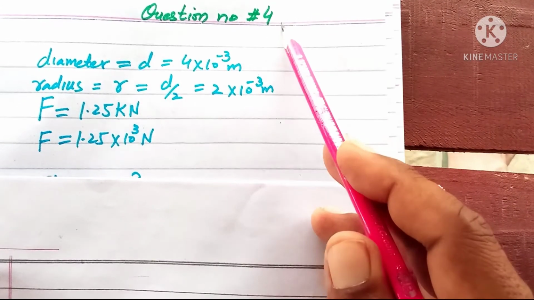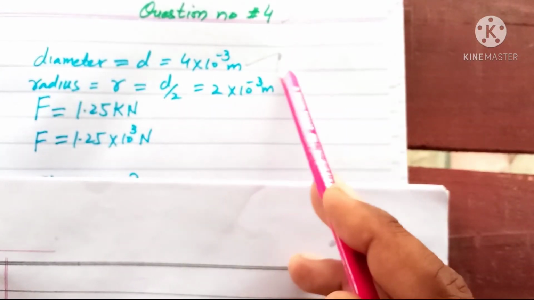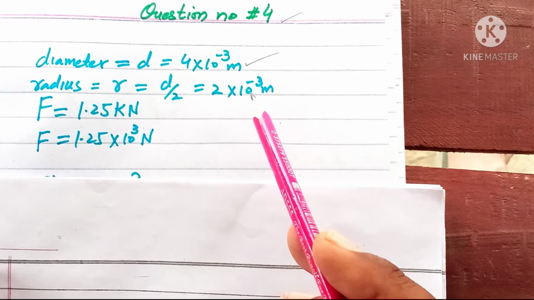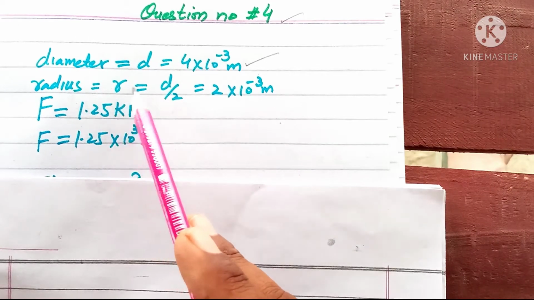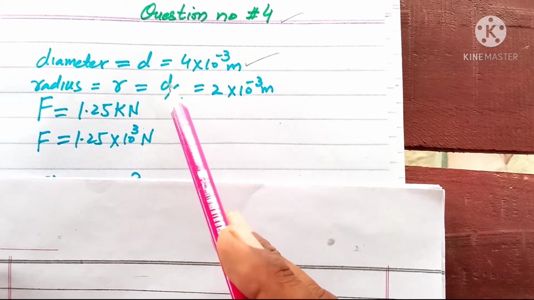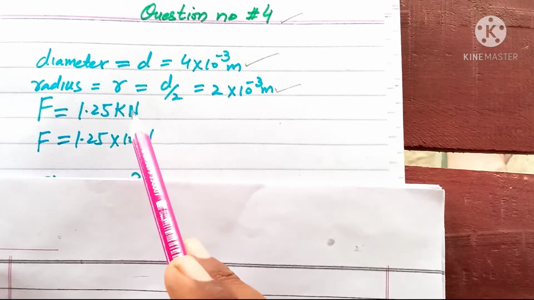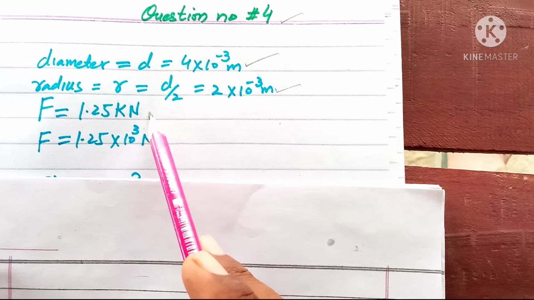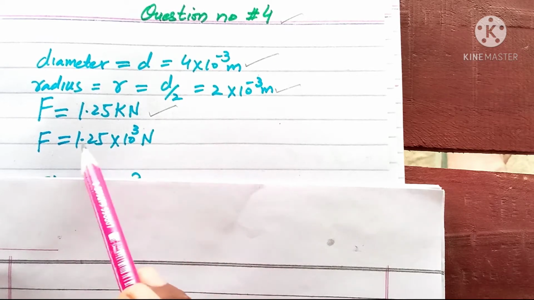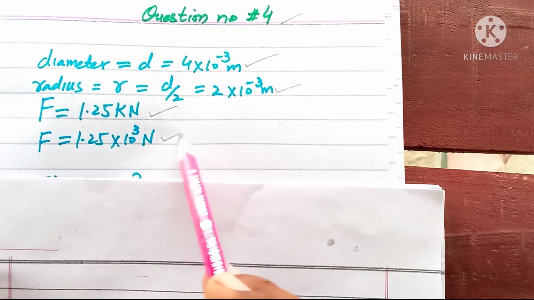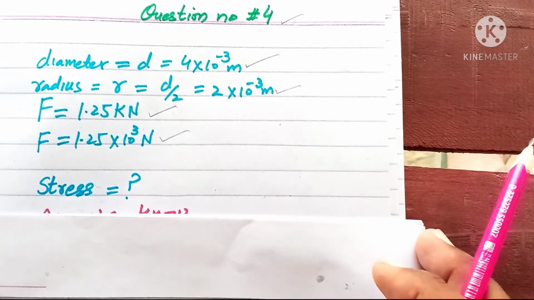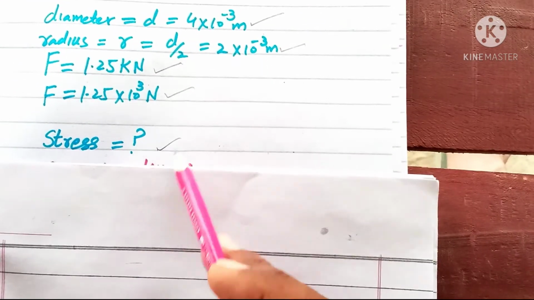In question 4, we are given a diameter of 4 times 10 power minus 3 meter, and we know radius is equal to diameter by 2. So radius is 2 times 10 power minus 3 meter and force is 1.2 kilonewton. So this will be 1.25 times 10 power 3 newton. We have to find the stress.